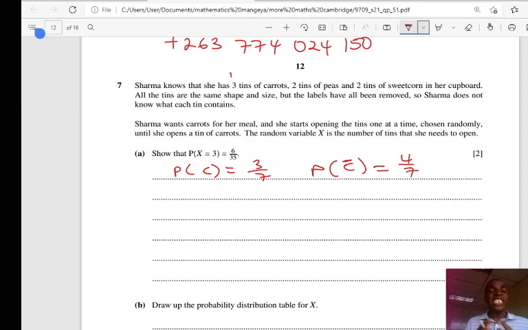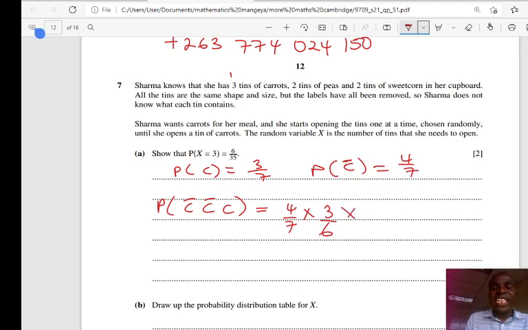X is the number of tins that she has to open. So in this case, she's supposed to open 3 tins for her to be able to get a carrot tin. Right, so it will be the first must not be carrot, the second must not be carrot, and the third will be carrot. So it will be not carrot is 4 over 7 times not carrot, and this one, remember, is without replacement. If she picks one, then she opens it. It's not replaced, right? Then she picks another one. So in this case, one has been picked from those not carrots. So the remaining will be 3 over total 6.